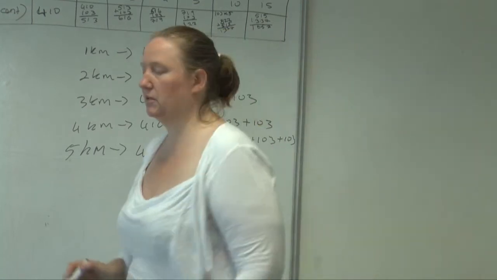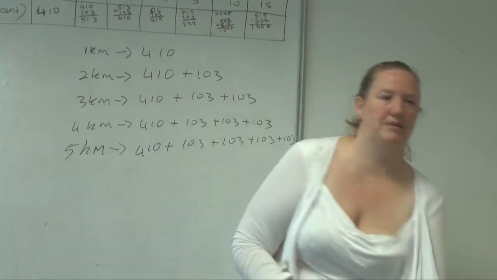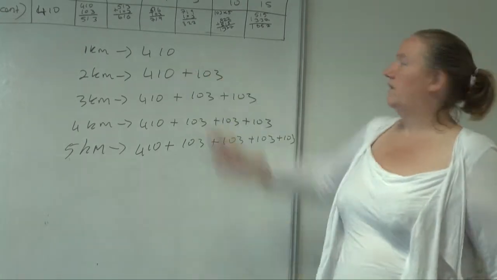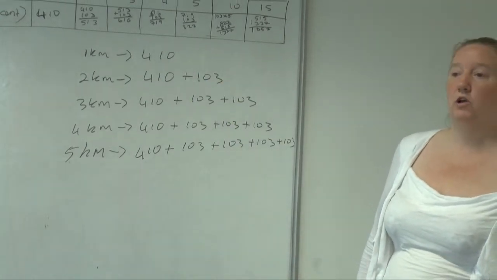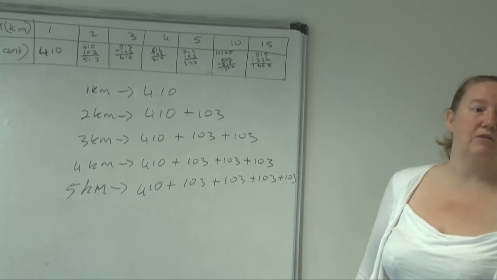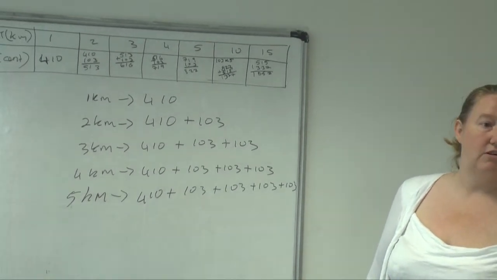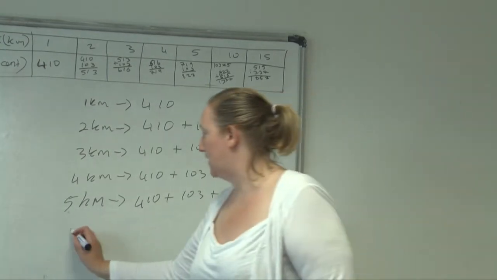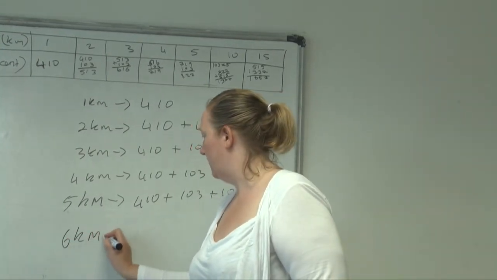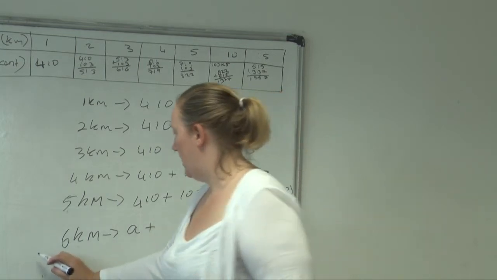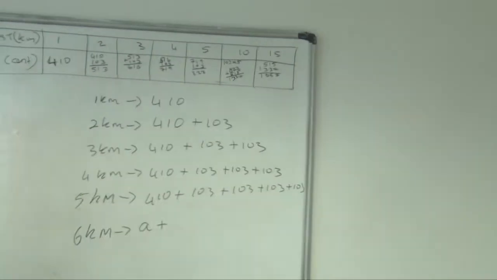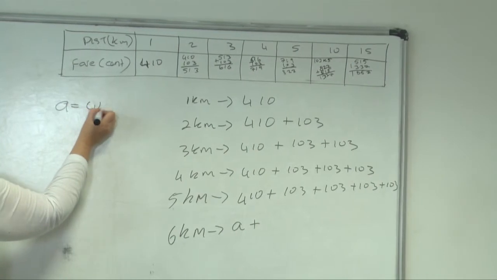So, let me explain the pattern. You probably start being able to see it yourself. The 410, that's there every single time. That's always there, so you can replace that with the letter A. Okay, so your sixth kilometre can be A plus, or we'll say A equals the 410.